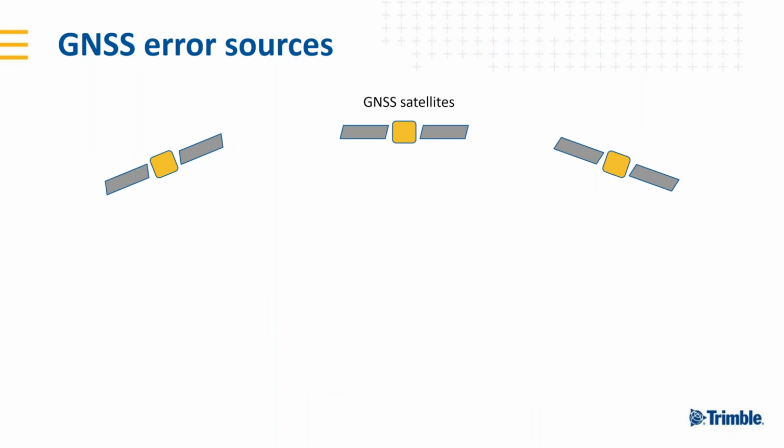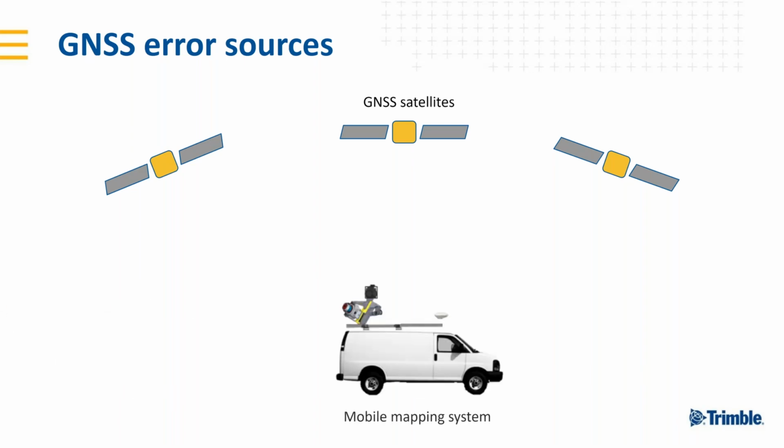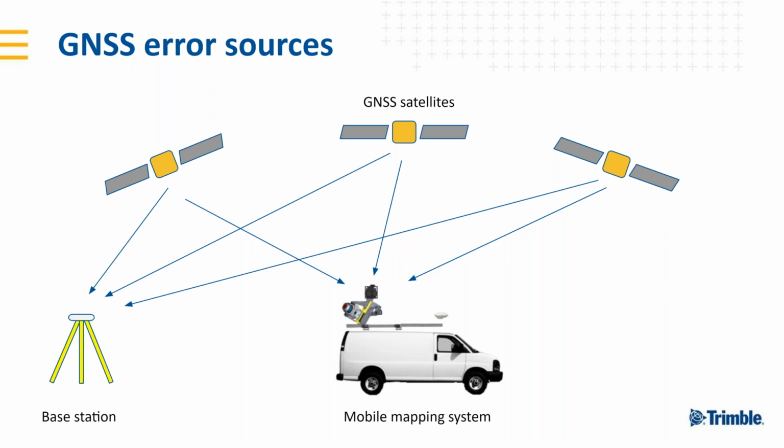So let's go to GNSS world. If we think about kinematic mapping, so we have a moving mapping, we call it a rover, or in our case a mobile mapping system, and we have a mobile mapping system which is receiving this signal from the GNSS satellites, and we also have something called base station, which is receiving the same signals from the satellites. So this is pretty much the setup of GNSS world we have in mobile mapping.